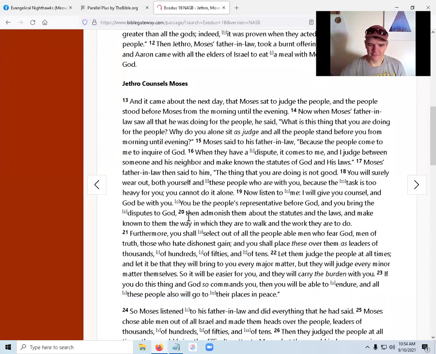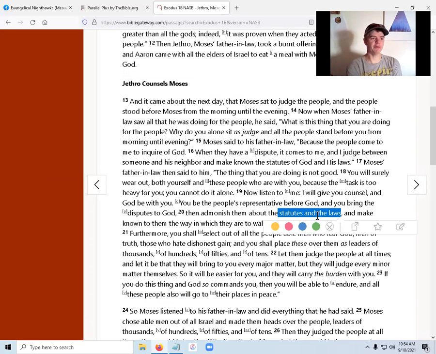Okay, so you be the people's representative before God. You bring the disputes to God. Then admonish them about the statutes and the laws. Okay, so if people have disputes, they go to Moses. Moses is like, hey, I'll go to God. They go to God, they make a statute or a law. Pretty simple, right? We wish it worked that way today, but in America, you got to write to your congressman or write to your mayor or to your president. You got to petition. You got to get a bunch of people with signatures. We need new laws. They got to pass it through Congress and all this stuff. It takes forever to make a new law.